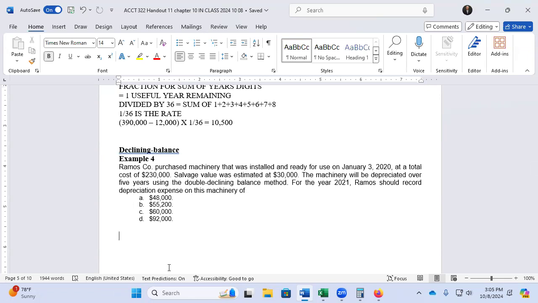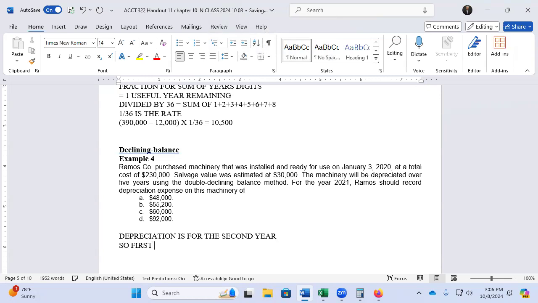Okay, so Ramos Company purchased machinery that was installed and ready for use on January 3, 2020 at a total cost of $230,000. Salvage value was estimated at $30,000. The machinery will be depreciated over 5 years using the double declining balance method. For the year 2021, Ramos should record depreciation expense on this machinery. So we have to recognize depreciation for the second year.